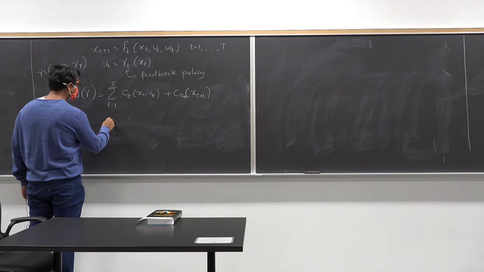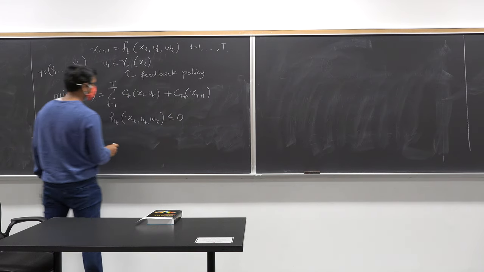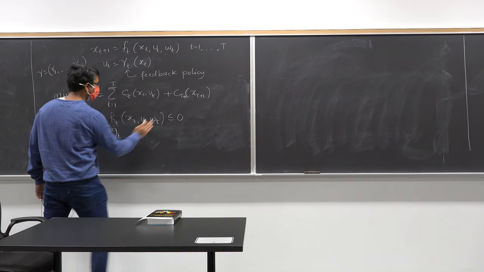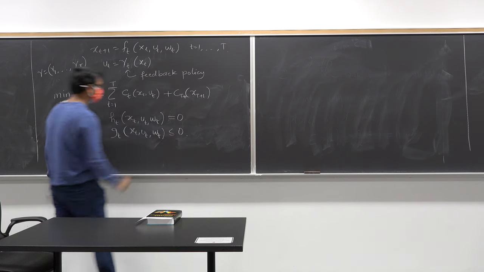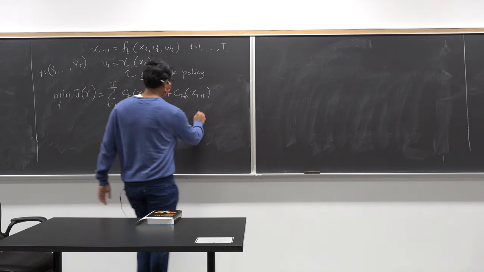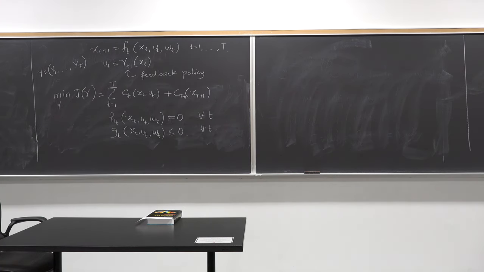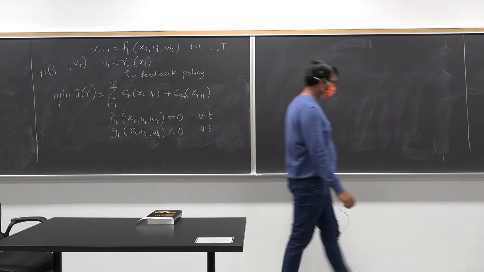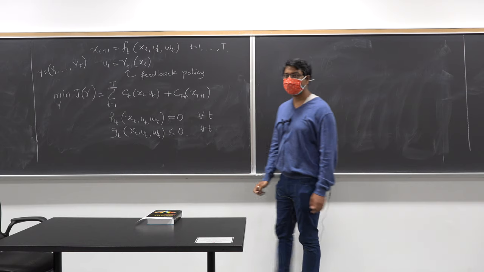Okay, so I'm going to add constraints. So there are constraints which can be written as follows. And this constraint must be satisfied for all t. So this is known as equality constraint. This is known as inequality constraint.